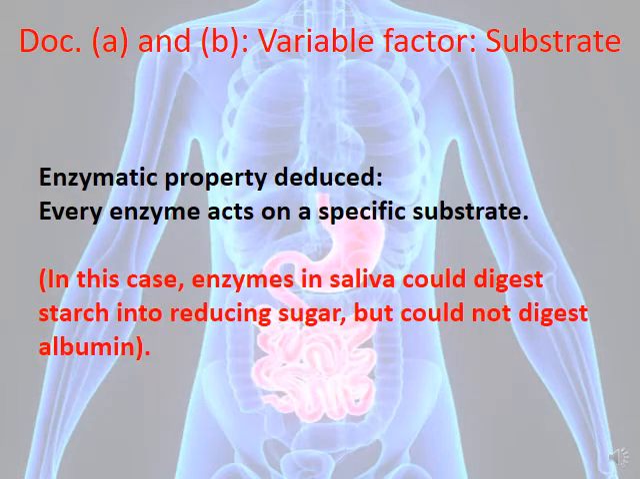Now let's move to the enzymatic property deduced here. Here we deduce the enzymatic property: every enzyme acts on a specific substrate. Every enzyme works on a specific substrate. In this case, the enzyme in saliva could digest starch into reducing sugar. That's why we have a positive result with the Fehling test. But this enzyme that is present inside saliva cannot digest albumin, and the albumin still persists and gives a positive result with the violet test.